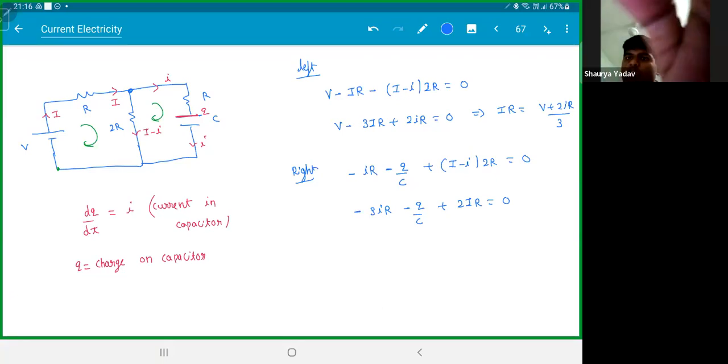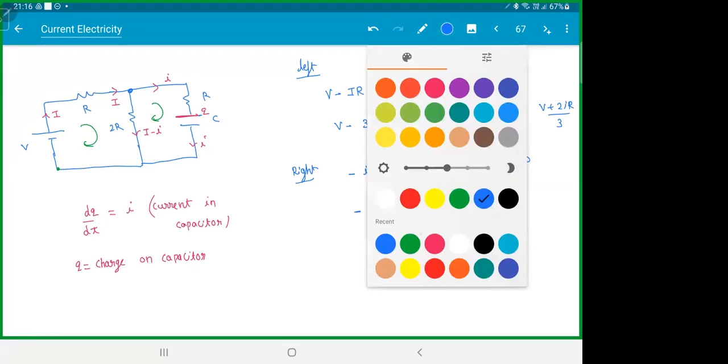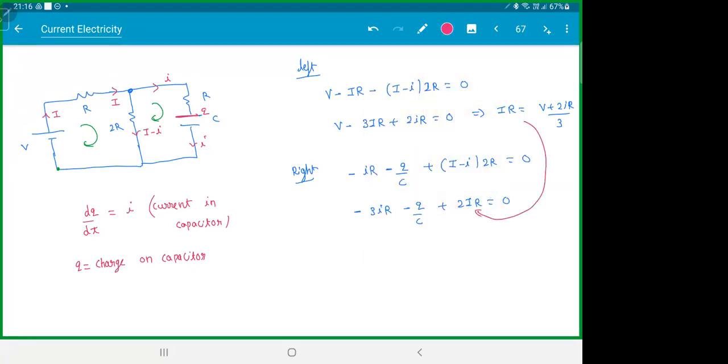So we can take that whole circle also. Whole circle भी ले सकते हो. Then take this IR from here and substitute in this. So you know what am I trying to do? I'm trying to eliminate capital I. Why? Because I want small i in terms of Q.